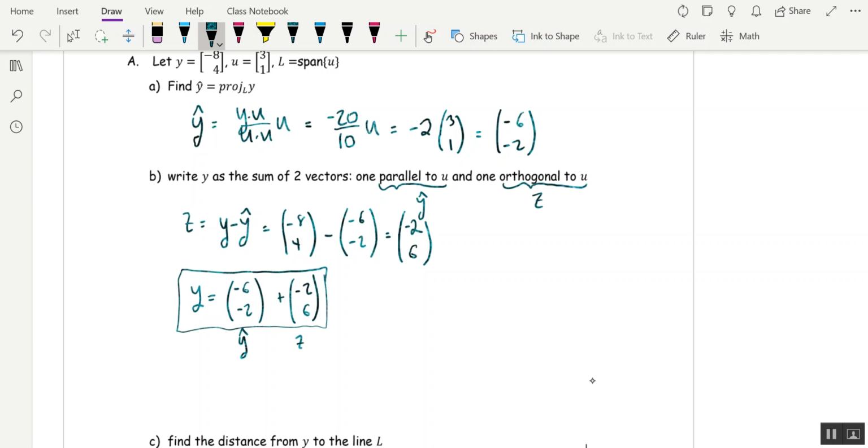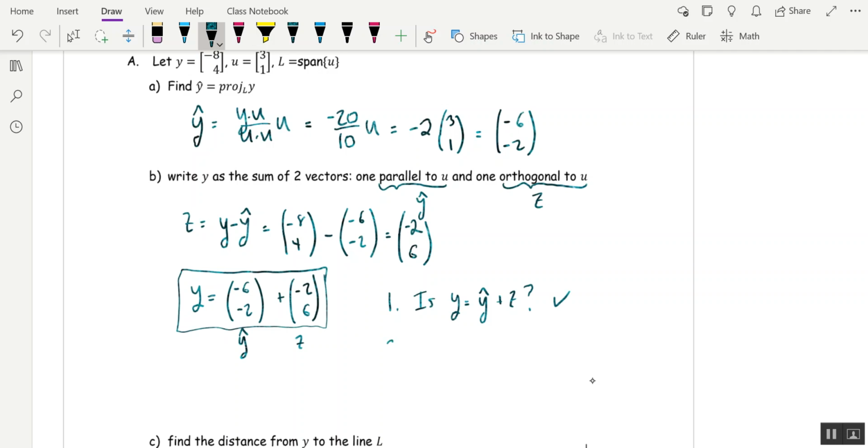Okay, and then there are two safety checks. So one, is Y really equal to Y hat plus Z? So add these two vectors together and see if you get the original vector Y. Do you get negative 8, 4? Yes, you do. So that's one safety check.